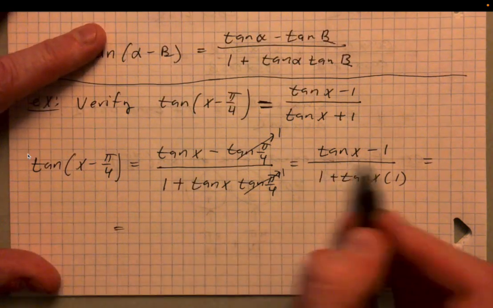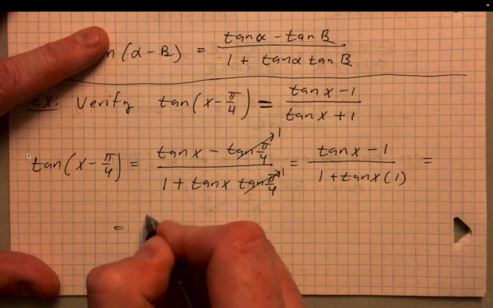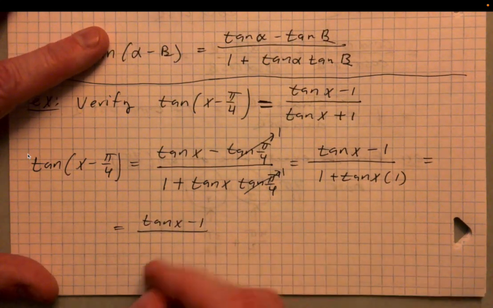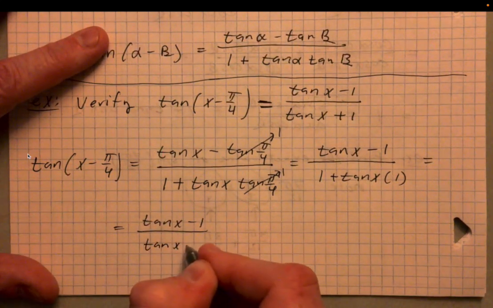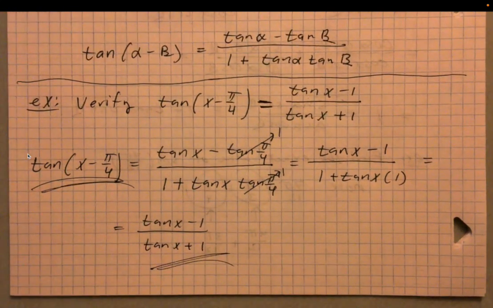So the top is done. This is what we're aiming for. That's what we have. So we have tan x minus 1. And then the bottom is 1 plus tan x. We could just as well write that as tan x plus 1. And so we went from there to there in basically one step. Maybe 2 steps. You could think of it as 2 steps.